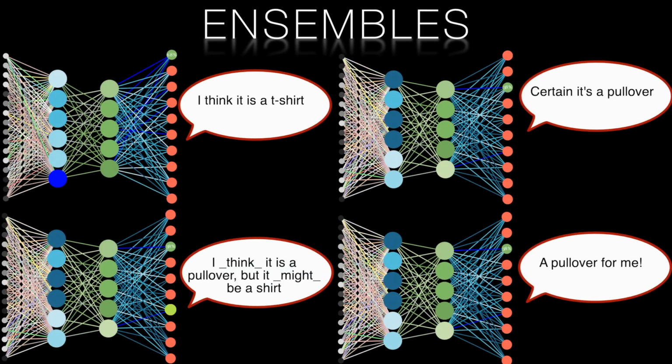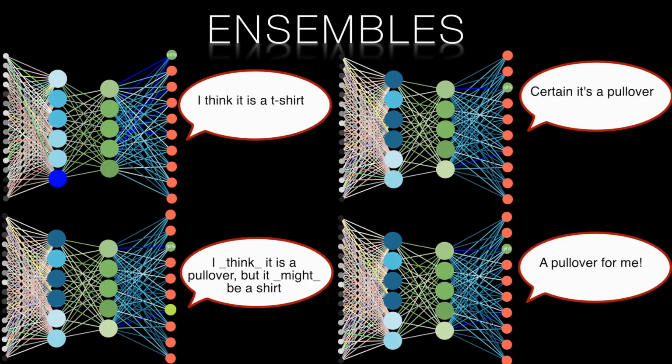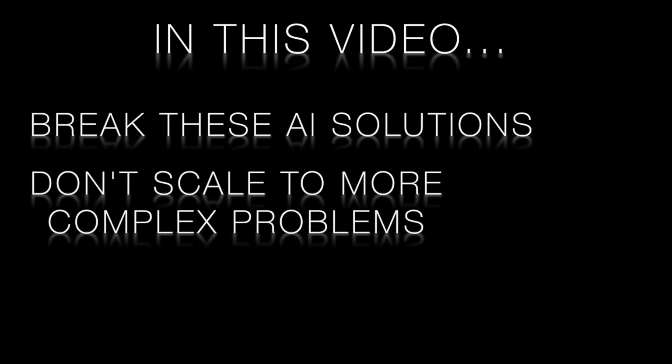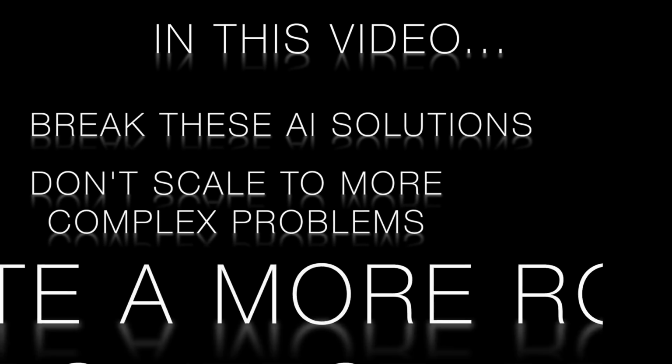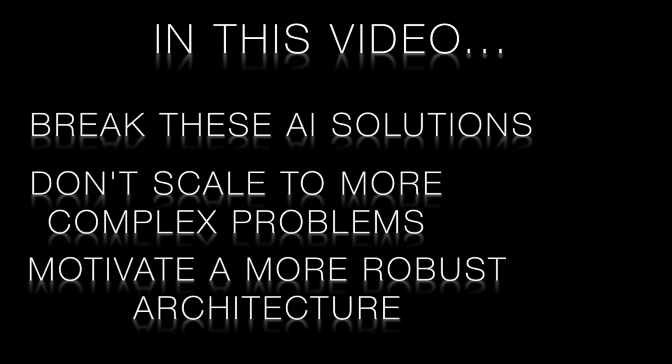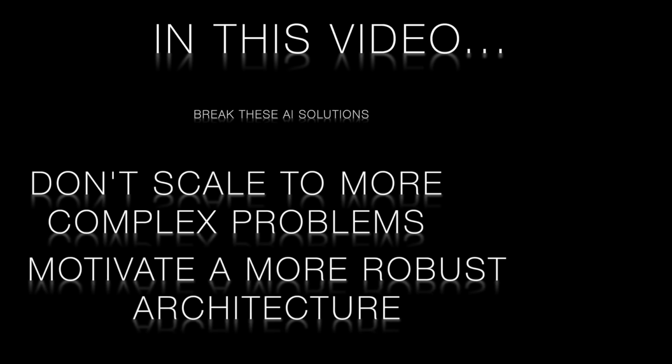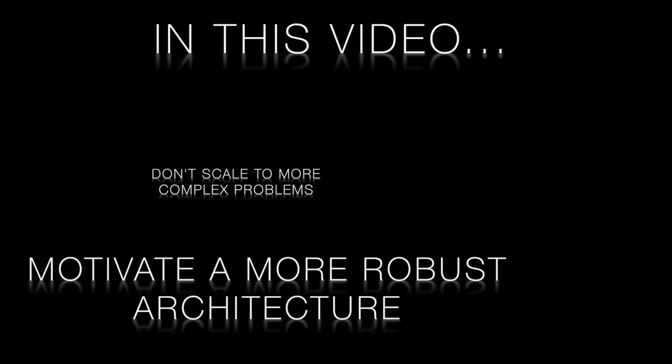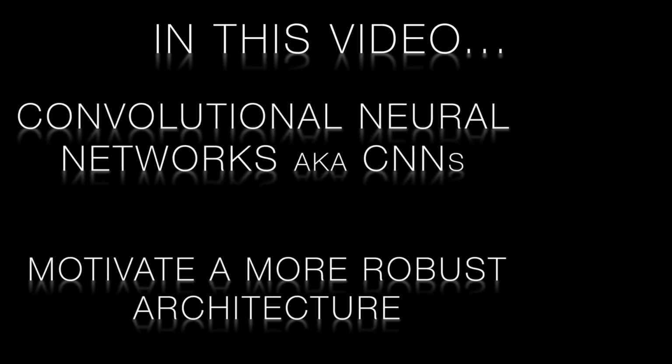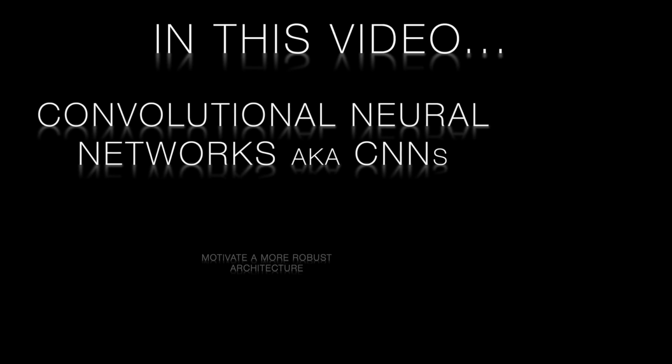Here, diversity improves accuracy. In this video, we're going to make these networks break. We're going to show that under more demanding scenarios, they aren't that accurate at all. We're going to show this to motivate a new architecture. This new type of neural network is much more robust for image classification. Networks with this new architecture are called convolutional neural networks, or CNNs. Furthermore, this architecture shows great promise for other areas outside of machine vision.